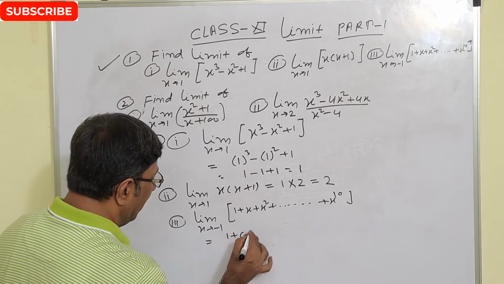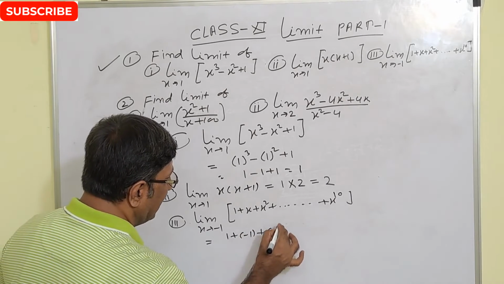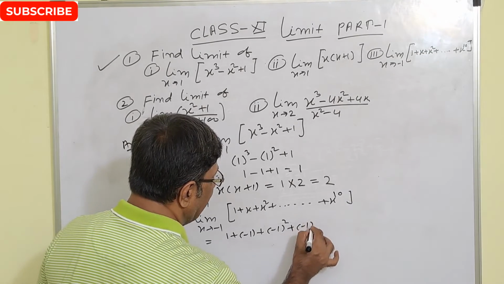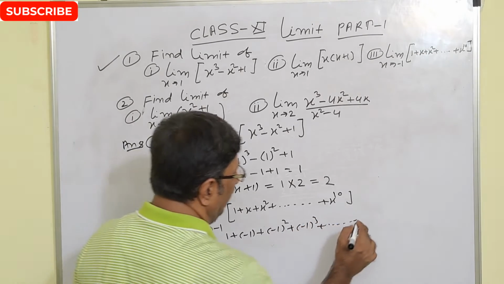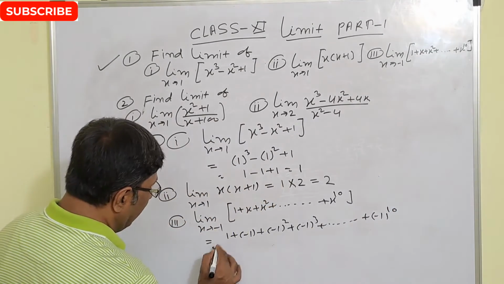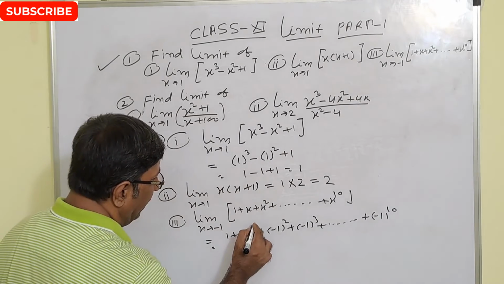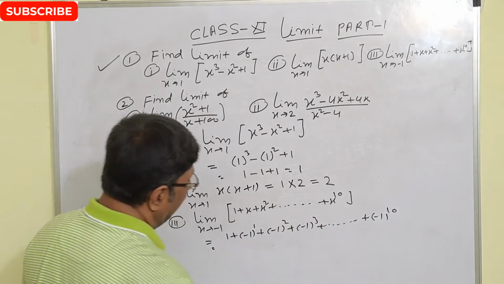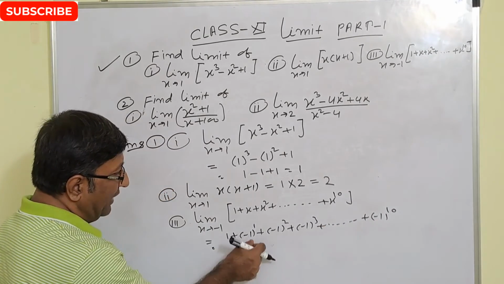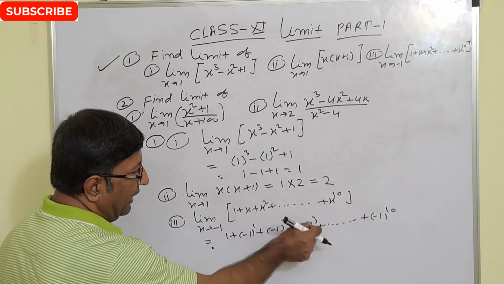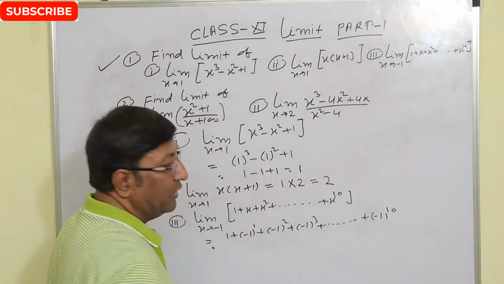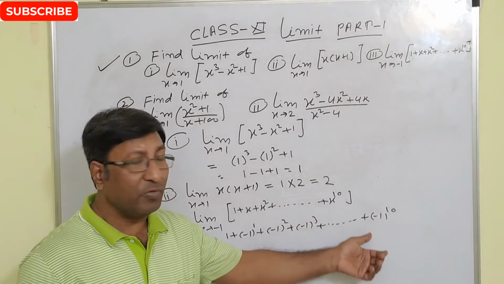1 plus minus 1 plus minus 1 square. In the same way, here what? That is minus 1 cube. This series go up to last, that is minus 1 to the power 10. So you know there is a minus 1 to the power 1, 2, 3, 4 up to 10. So there is a 5 terms and here 1. So this 5 terms, one negative, this is positive. Again this is negative, again power 4 positive. So this minus 1 to the power 1 to minus 1 to the power 10.